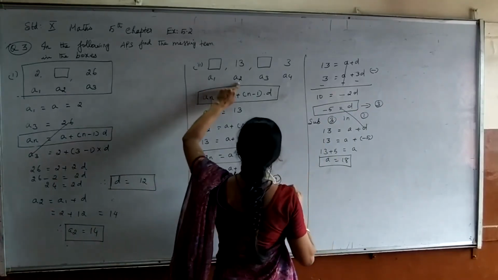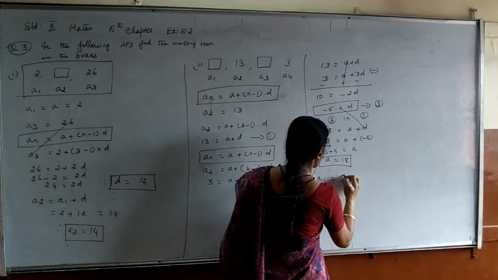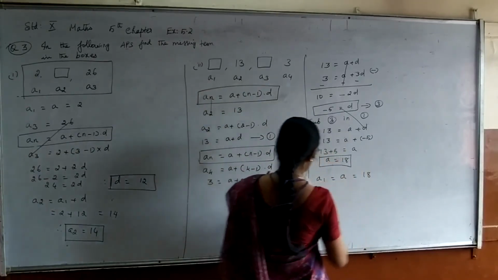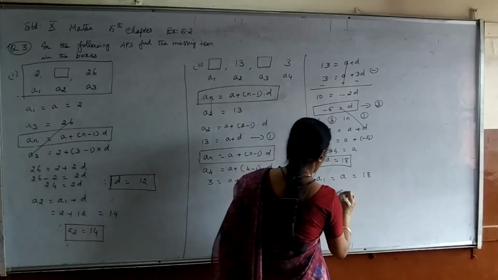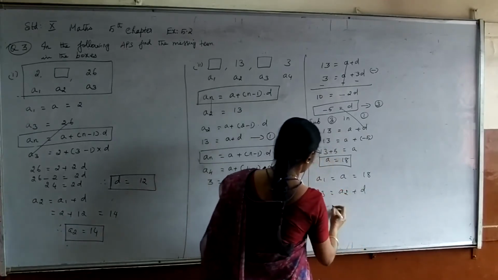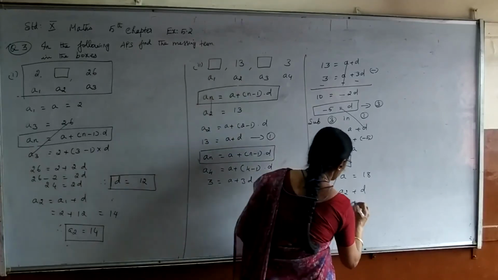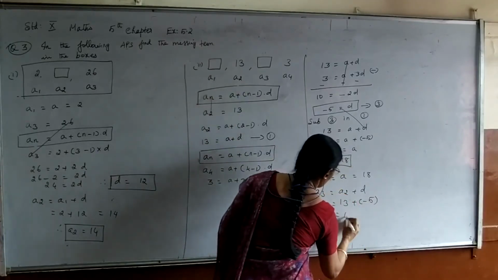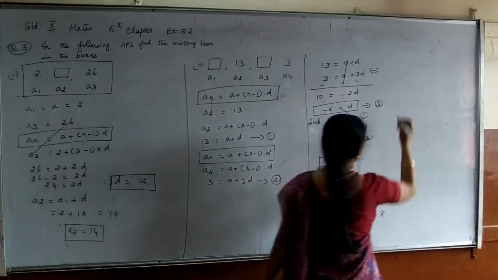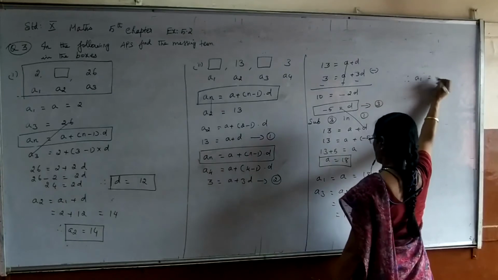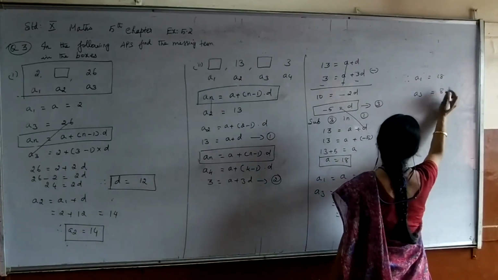Which term do we have to find out? We have to find out A1 and A3. We know A1 is equal to A, which is equal to 18. Then we have to find out A3. A3 can be found as A2 plus D. What is A2? A2 is 13 and D is minus 5. Therefore, it is 13 minus 5, which is equal to 8. Therefore, A1 is equal to 18 and A3 is equal to 8.